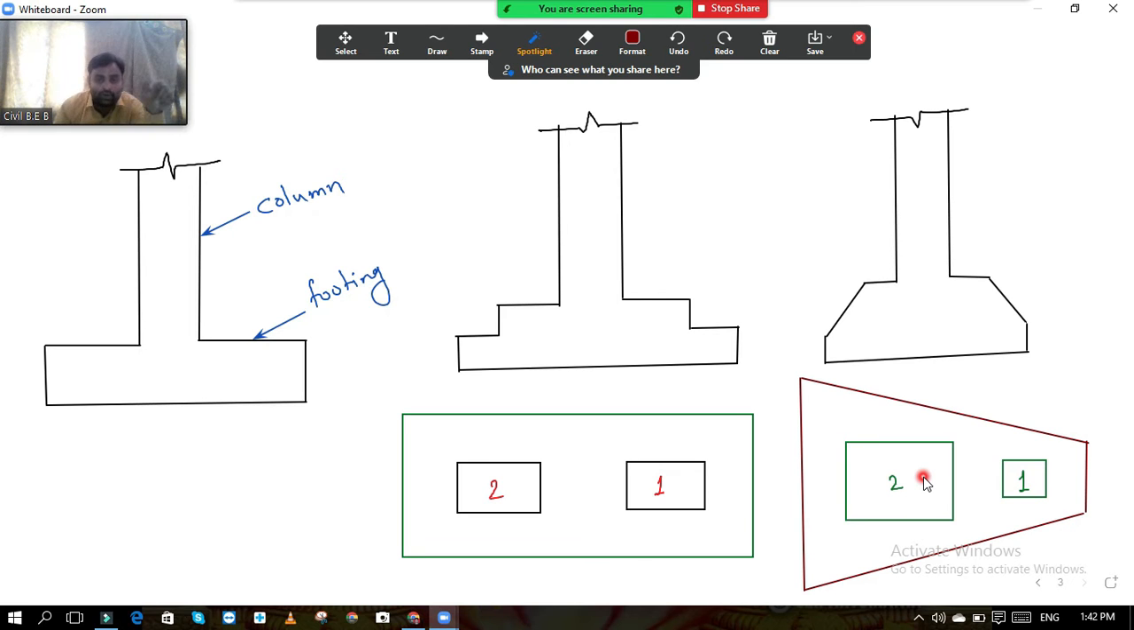Less and more means I am talking about a higher level of difference. Here, in column number 1 and 2, it is not the case that the same load will be there. You may say that if column number 1 is transferring a load of 1000 kilonewton, then column number 2 may transfer a load of 800, 1200 or 1500 kilonewton. But here the case is that if column number 1 is transferring 1000 kilonewton, then column number 2 is transferring 3000 or 3500 kilonewton, a huge load. So this is the case in terms of loading.